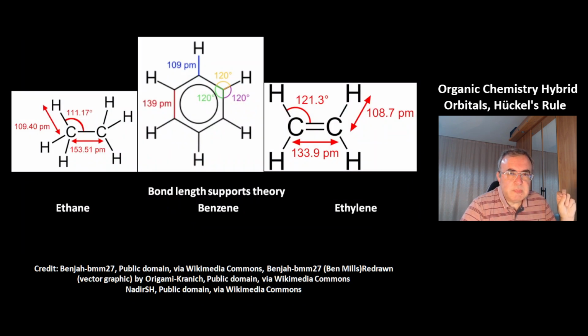This is a way to check in an experiment if this theory is really correct by measuring the bond length. Ethane has a bond length of 153 picometers, acetylene about 134 picometers, and benzene is in the middle with 139 picometers, and that's what we expect, because these bonds are basically 1.5 bonds, because the pi electrons are delocalized.